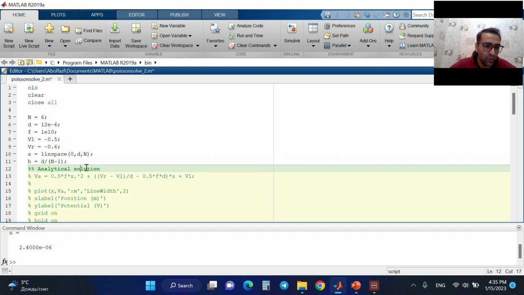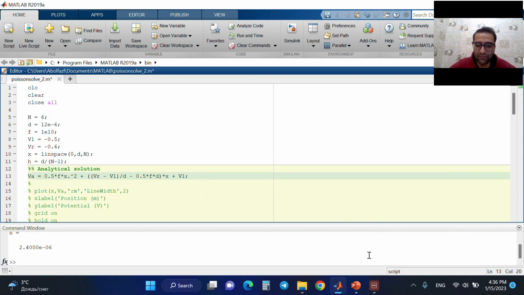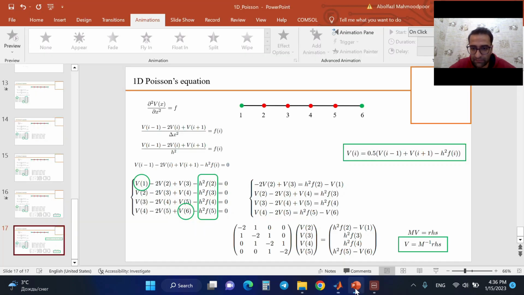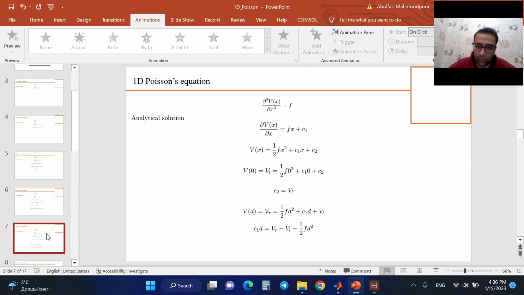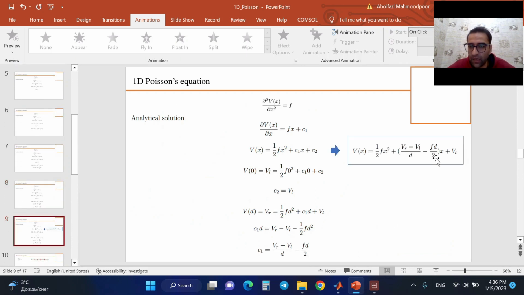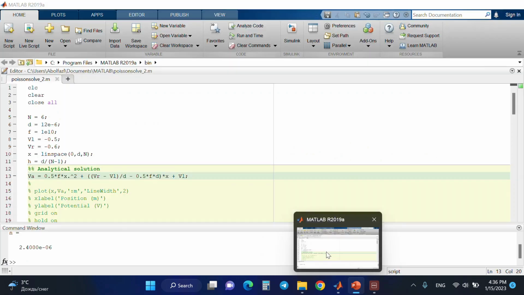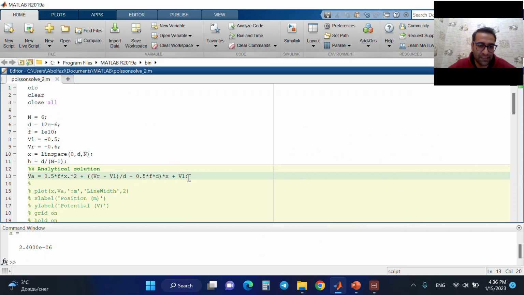Now we first want to have the analytical solution. This equation is exactly the same as the one we derived here, and you can easily compare: half f x squared plus, we write, minus V left divided by d minus half f d, multiplied by x, plus V left. It should be f d. Yeah, that's true. Minus f multiplied by d multiplied by half. Exactly the same, multiplied by x plus V left.